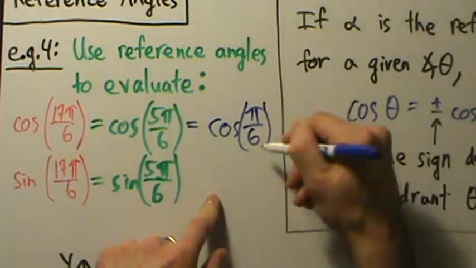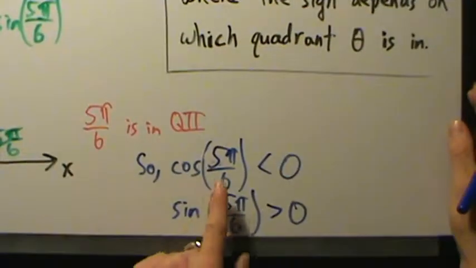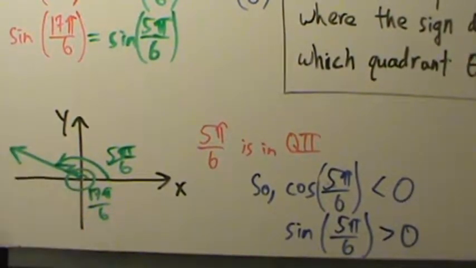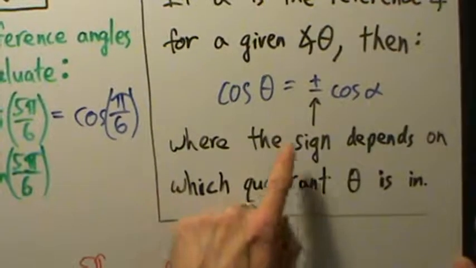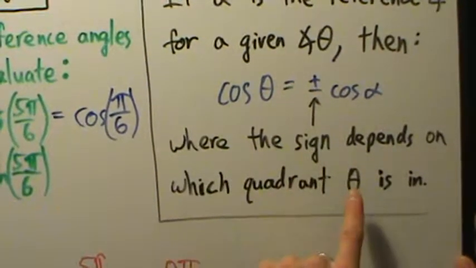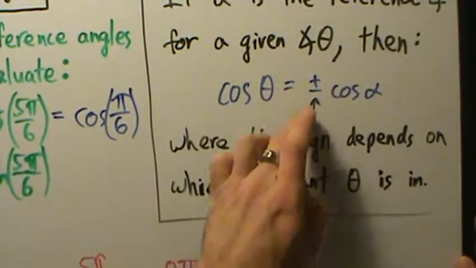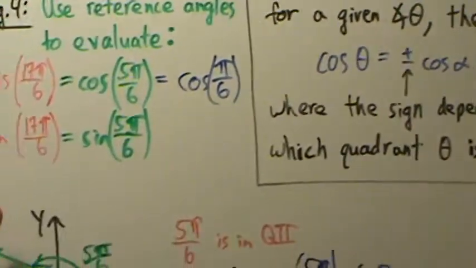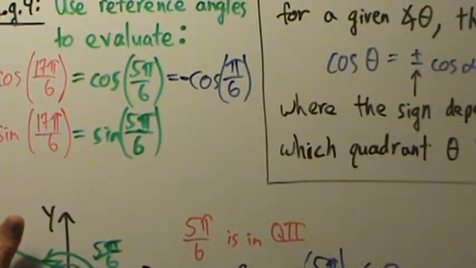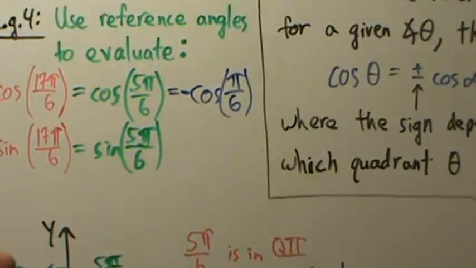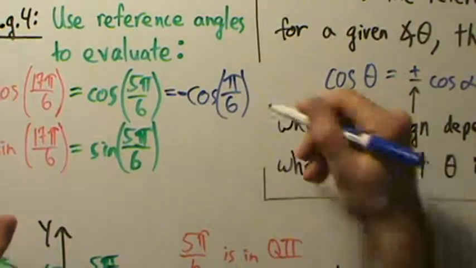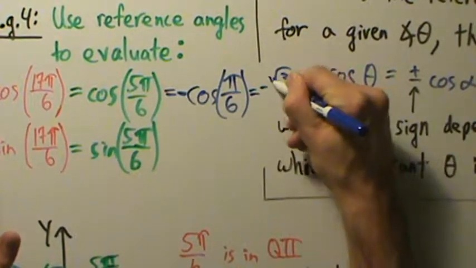But remember, cosine of 5 pi over 6 we found was negative, okay, because 5 pi over 6 or 17 pi over 6, same thing, they're in quadrant 2. So the cosine is negative, so that's why we take this minus sign, because this sign depends on which quadrant theta is in. Since theta is in quadrant 2, the cosine is going to be negative, so we take the minus sign here. Okay? And then cosine of pi over 6 is root 3 over 2, so this is actually going to be negative root 3 over 2.